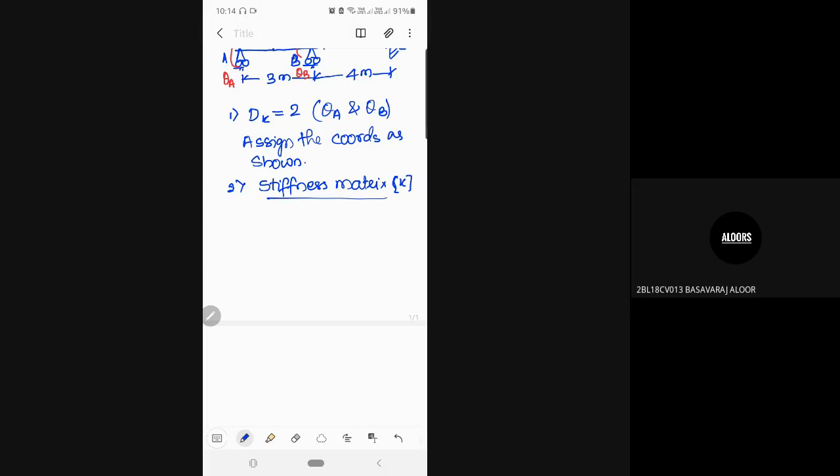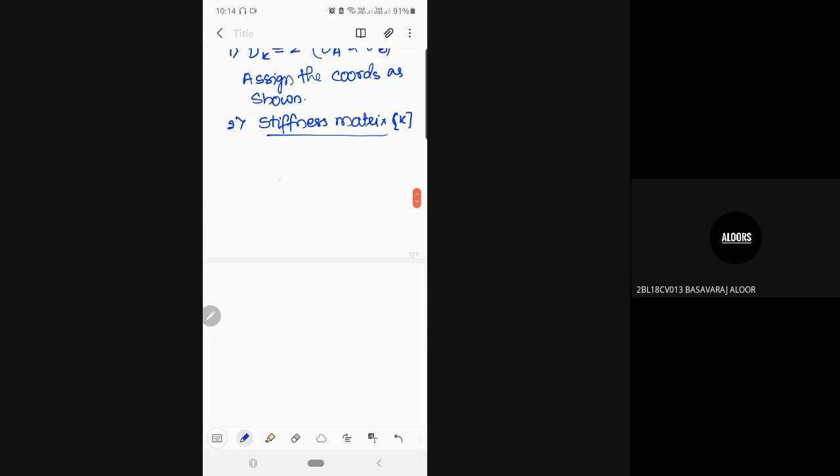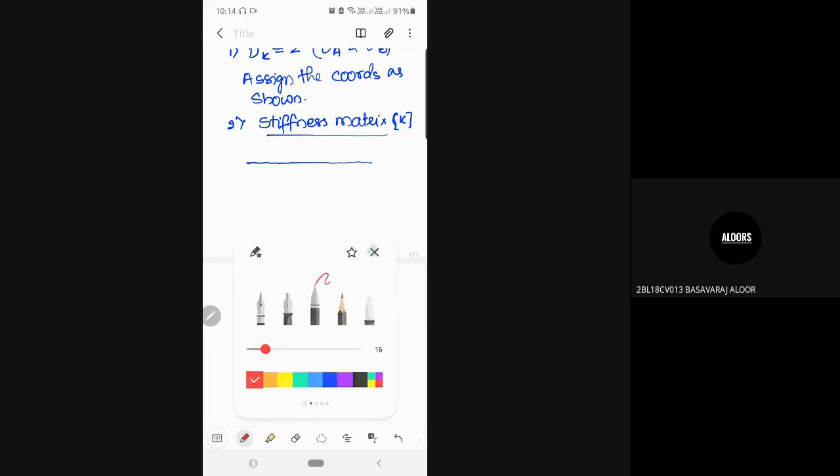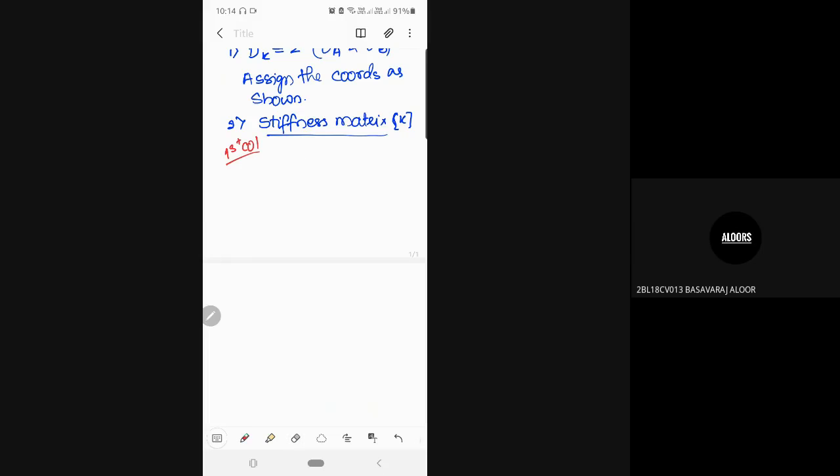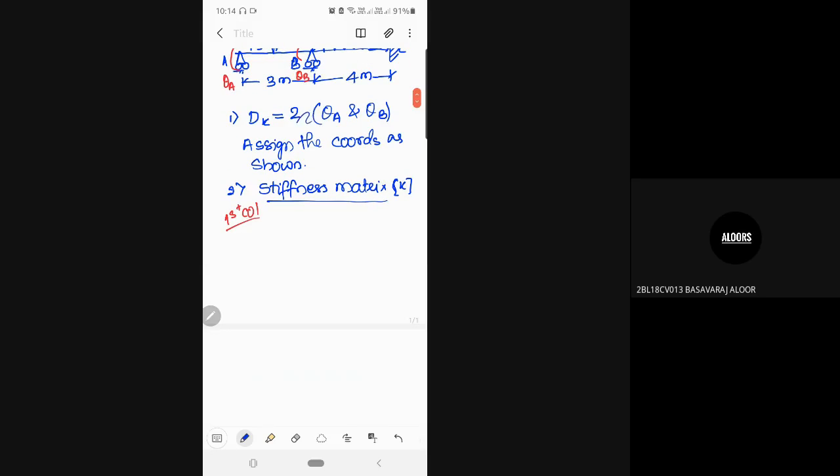How to determine the stiffness matrix K: I have a beam. The first column I have to determine first. This is the first column of the matrix. Now you have two unknowns, right? One is theta A, another is theta B. Clear? There are two unknowns, so the size of the matrix will be 2 by 2.